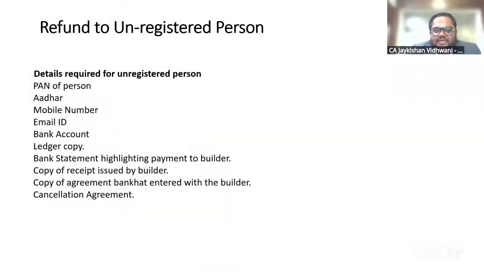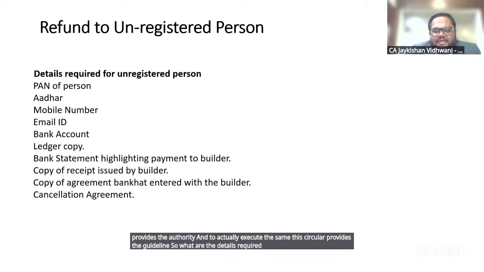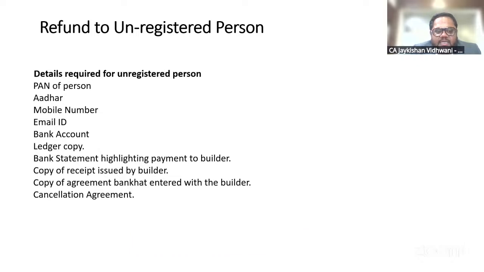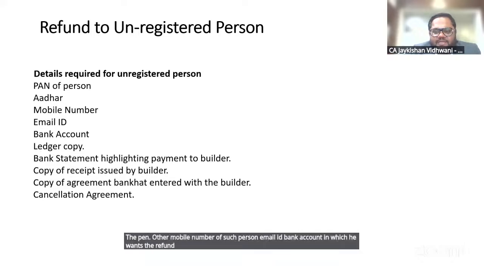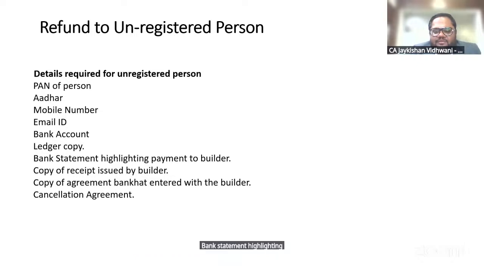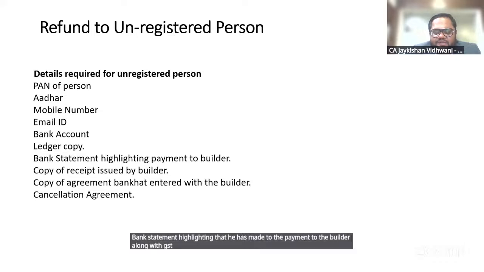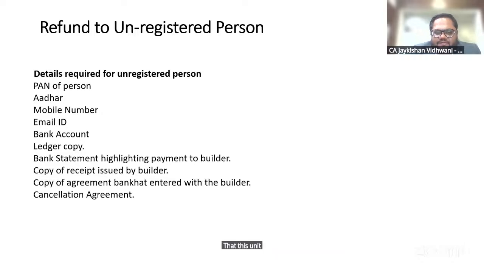So what are the details required? The details required in case of an unregistered person would be the PAN, Aadhaar, mobile number and email ID of such person, the bank account in which he wants the refund, the ledger copy in the books of the builder, the bank statement highlighting that he has made the payment to the builder along with GST, copies of receipts issued by the builder, a copy of the original agreement entered with the builder, and the cancellation agreement, which is the proof that this unit booking has been cancelled.